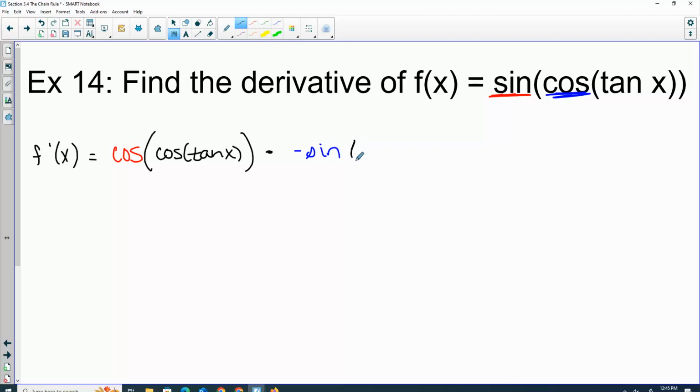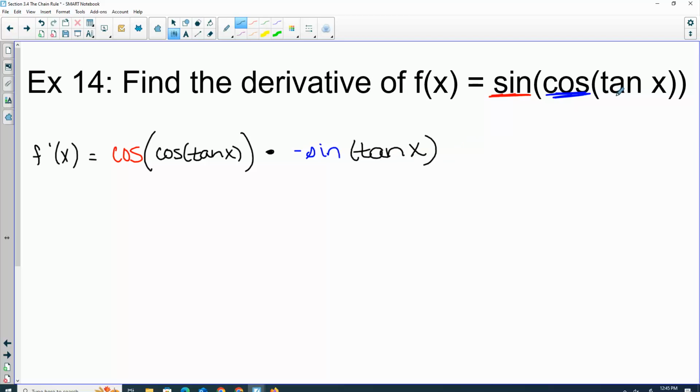Inside stays the same. We don't put the cosine up or the sine up there. Right now I'm just writing. I'll simplify in a second. So we did the derivative of the outside one, the inside stayed the same. We're working our way in. Derivative of cosine is negative sine. The inside stays the same.